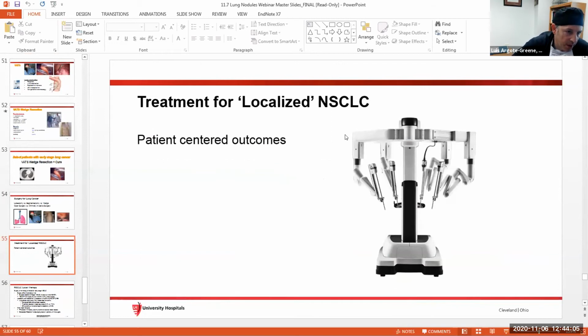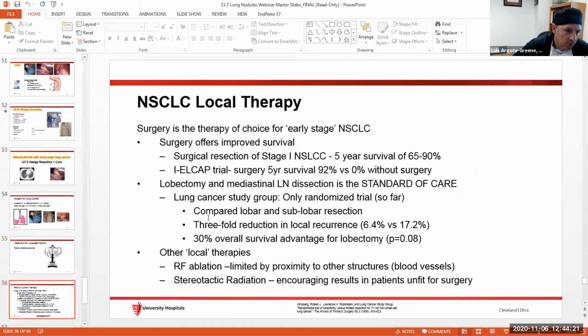We also use robotic techniques. This is a picture of the robot. The only part that goes into the body is the tip of these arms. We have 4 arms. It's like having 4 hands in there. So that's the future, and the future is here. So we have multiple, I won't go over all these letters. Don't worry about it. The important part is that surgery offers improved survival.